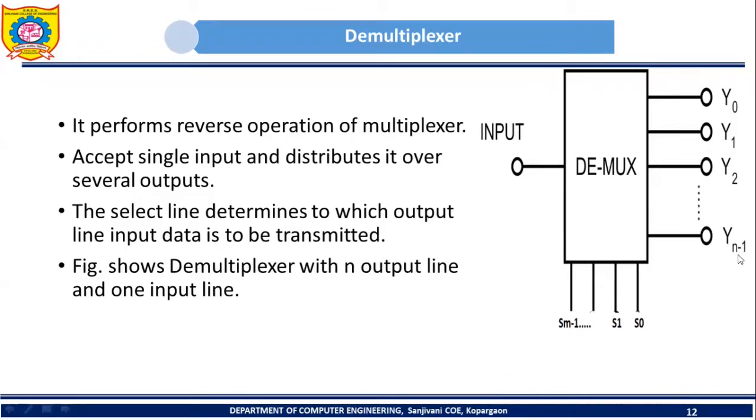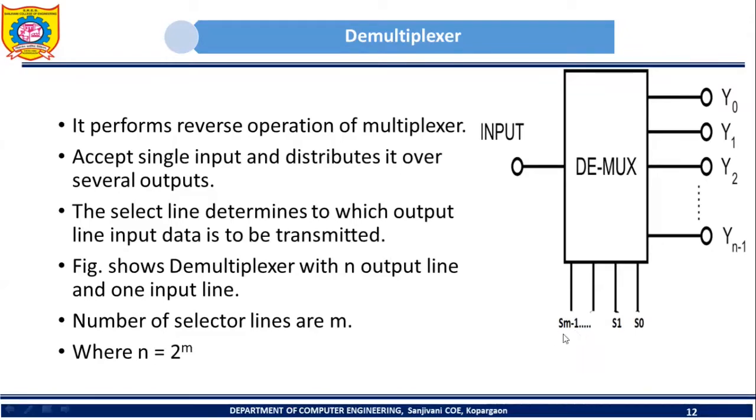So in this figure we can see how many output lines. There are n output lines, one input line, and how many selector lines are shown? M selector lines. So again there is a relation between the number of selector lines and the number of output lines. What will be that relation? Number of output lines, that is n, is equal to 2 raised to m. So see, n is equal to 2 raised to m, same as that of multiplexer.